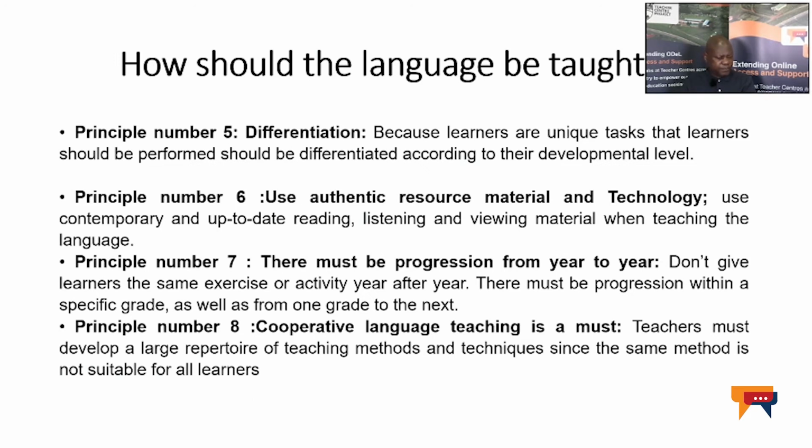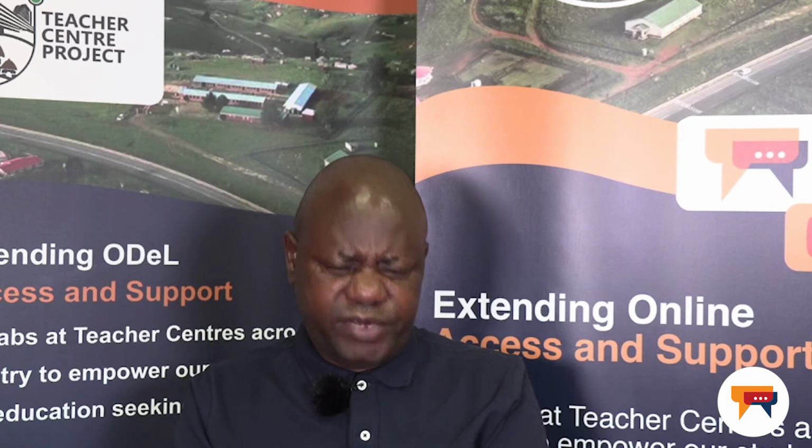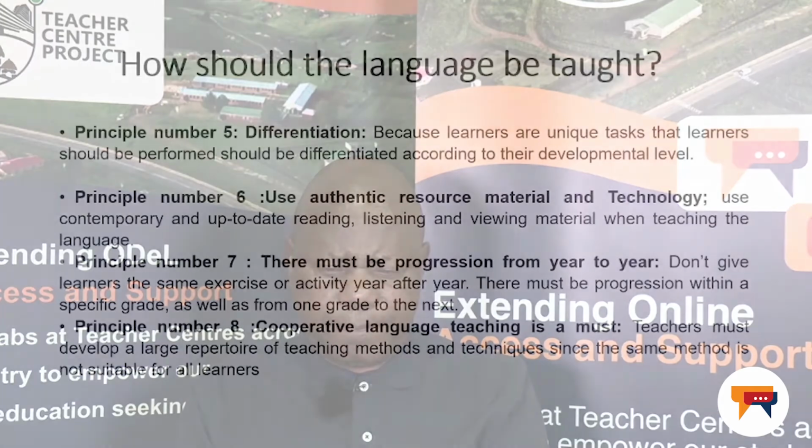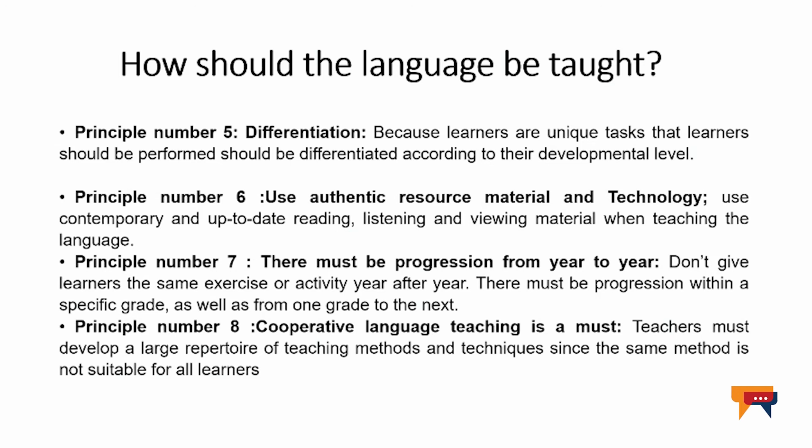Principle number 5, differentiation. Because learners are unique, tasks that learners should perform should be differentiated according to their developmental level. Principle number 6, use authentic resource material and technology. Use contemporary and up-to-date reading, listening, and viewing material when teaching the language.